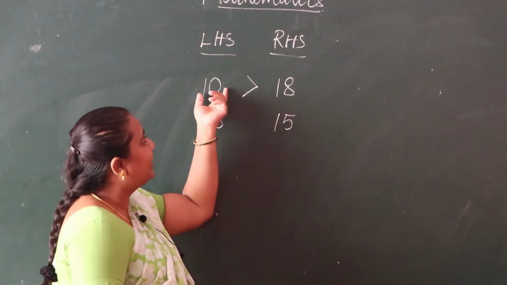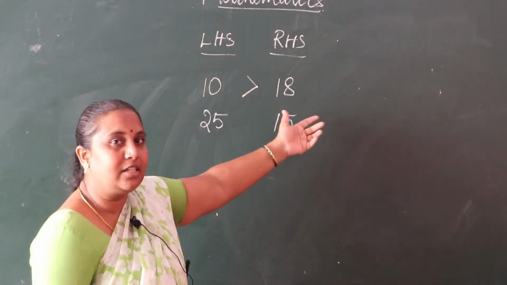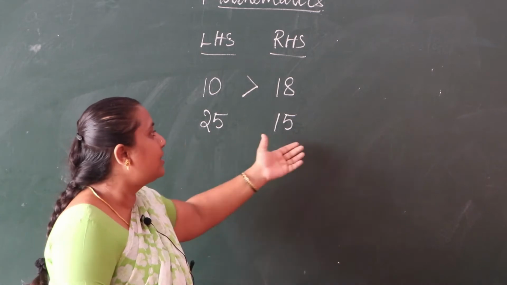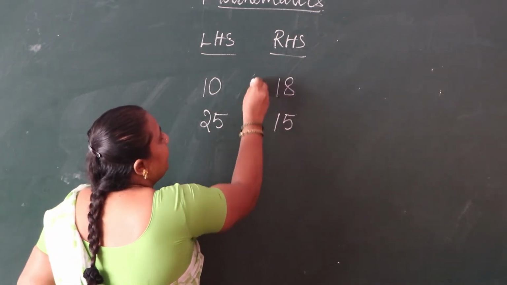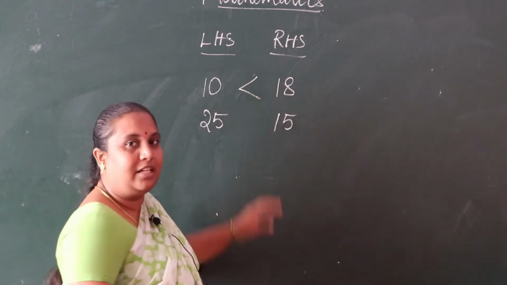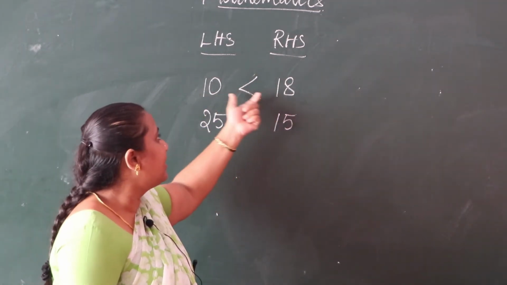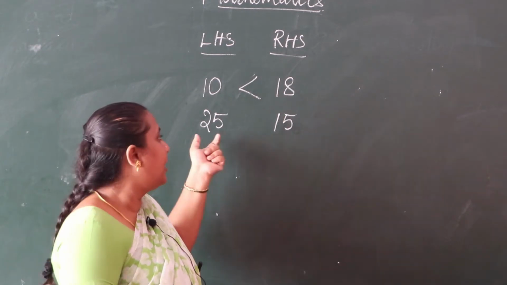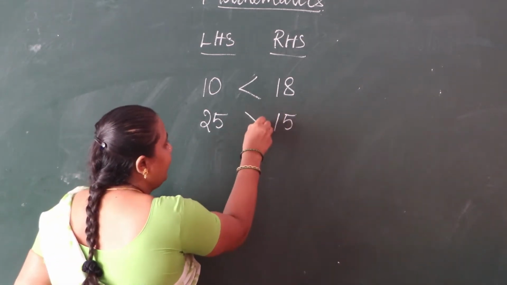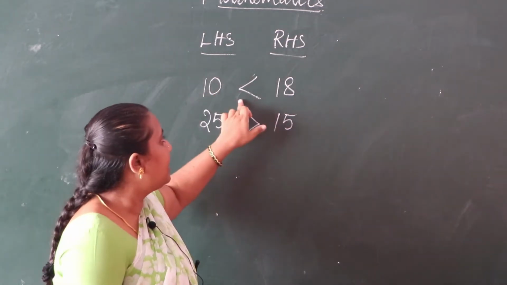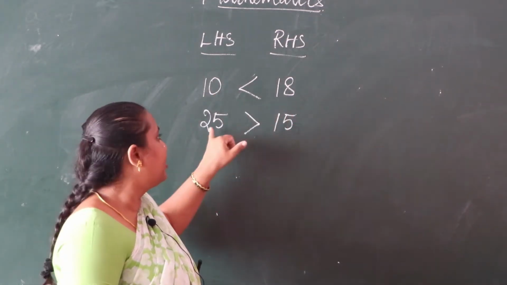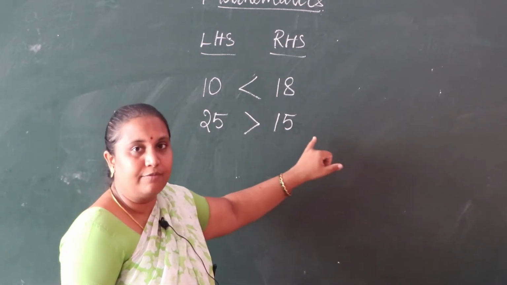Now 10 is less than 18 and 25 is greater than 15. Sorry children, 10 is less than 18. Is it right? 10 is less than 18 and 25 is greater than 15. Okay, understood?